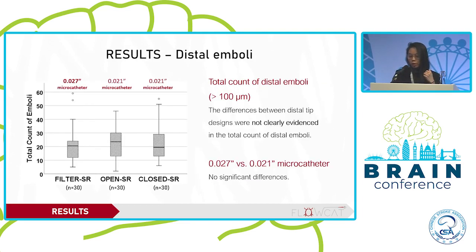Now the results concerning the distal emboli, starting with the total amount of emboli characterized, we found out that there's no significant difference between the three treatment arms. And this also means that using the 027 microcatheter does not have any adverse effect on the overall total count of emboli during the experiments.